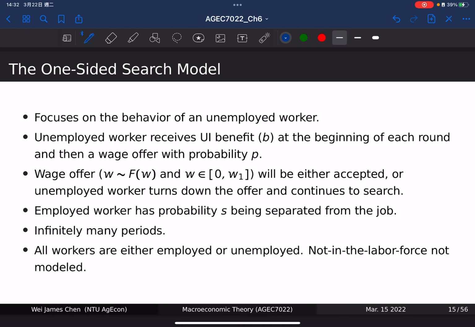Okay, so last week we talked about just one model, which is the one-sided search model. Now, let's give a quick review of this model because we're going to talk about some applications of this model in this class. So remember, we call this a one-sided model because we only focus on the unemployed workers' behavior.